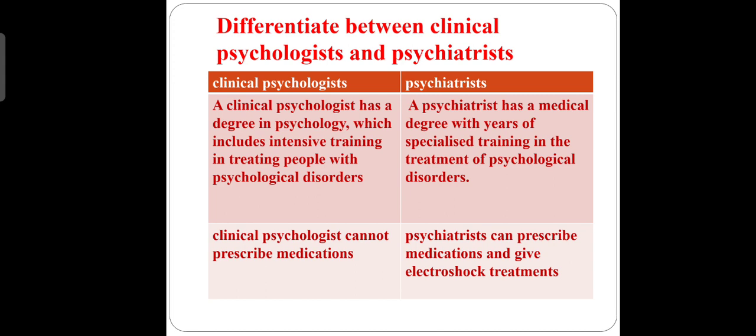A psychiatrist can prescribe medicines, and a clinical psychologist can't prescribe medicine, only provides various kinds of therapy. So again, to repeat the same thing, a clinical psychologist has a degree in psychology, but a psychiatrist has a medical degree. And a clinical psychologist can't prescribe medicine, but a psychiatrist can prescribe medicine.